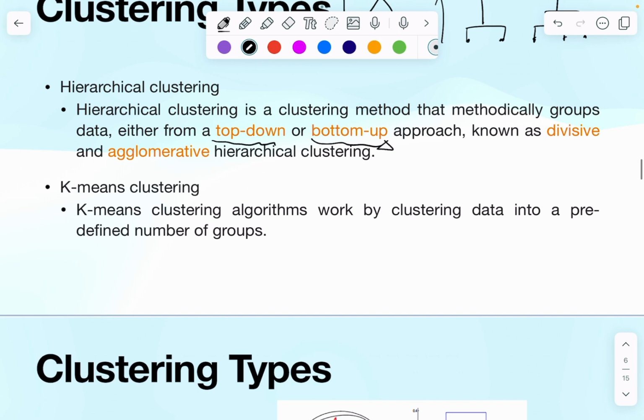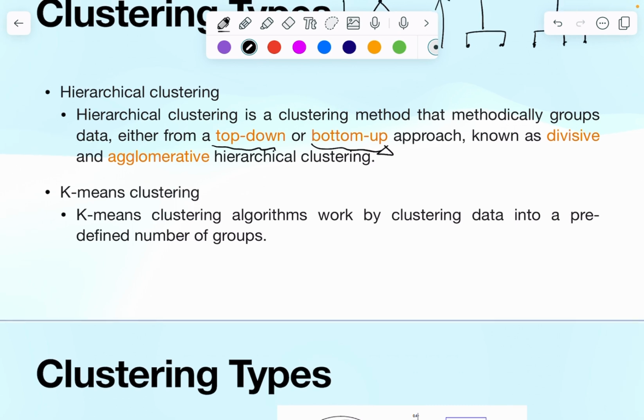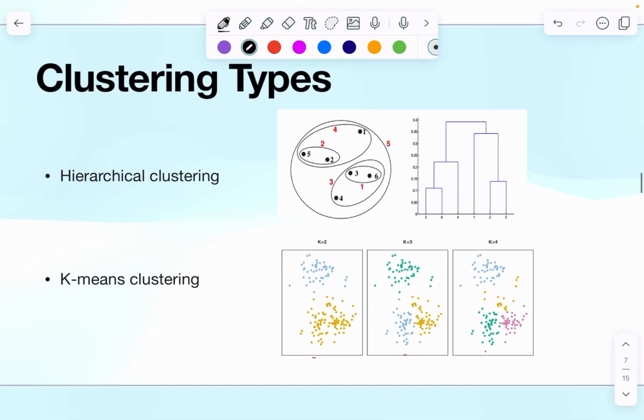And for the second type, it's k-means. In k-means clustering, we need to predefine how many groups we want. For example, if you divide the data into 2 groups, it will look like this. And if you change the group numbers, it will produce different results.